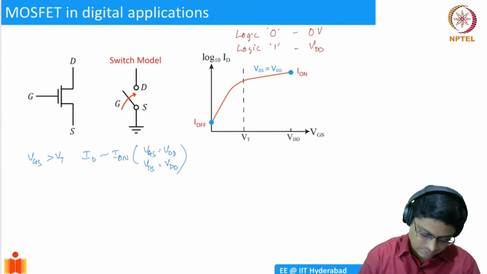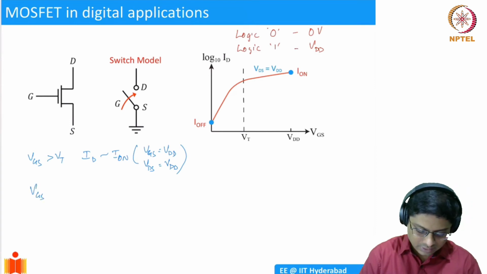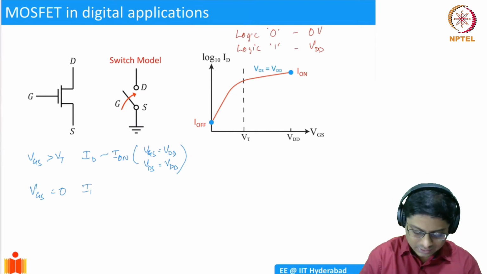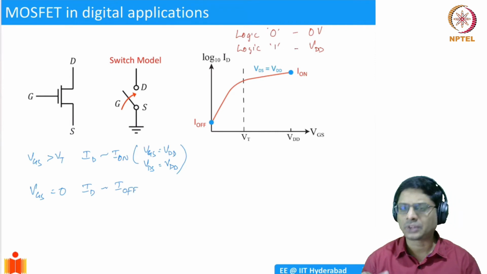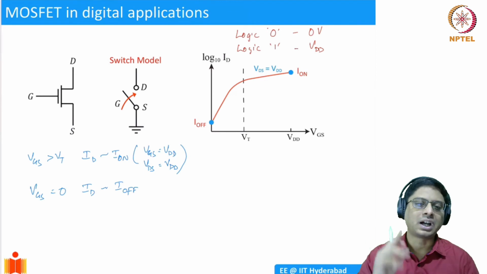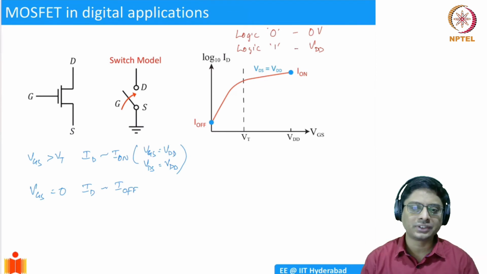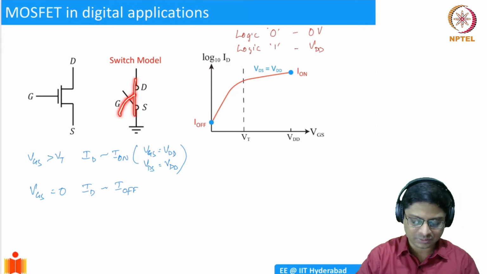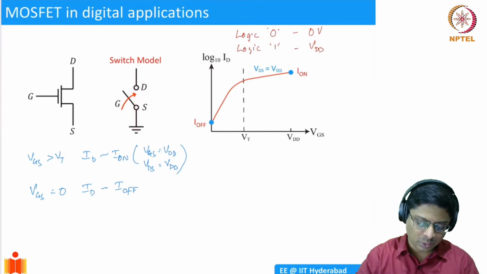When your VGS is equal to 0, I'll call this ID as I off. Essentially in a processor, for example the Core 2 Duo processor in your computer, it would keep switching between 0 and 1. So the current will switch from I on to I off to I on. This is the switching. That's what is represented here. If you flip the switch, you have a current path formed, so you have current flow from the drain terminal to the source into the ground. Or if it's open, then there's no current flowing. That's what we try to show by the switch model.